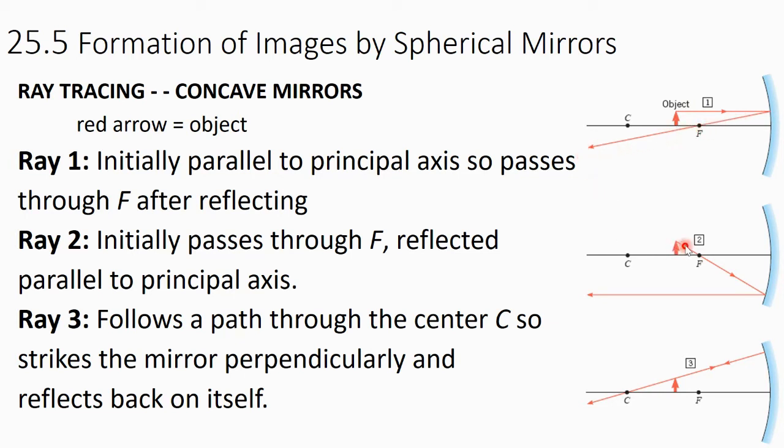For the second ray, you start it always at the top of the object, and it goes through the focal point and then reflects parallel to the principal axis, so the opposite of ray number 1. And then ray number 3 follows a path through the center, so it strikes the mirror perpendicularly and then reflects back on itself and goes through the center. And where those 3 rays would intersect, that would be where your image is.